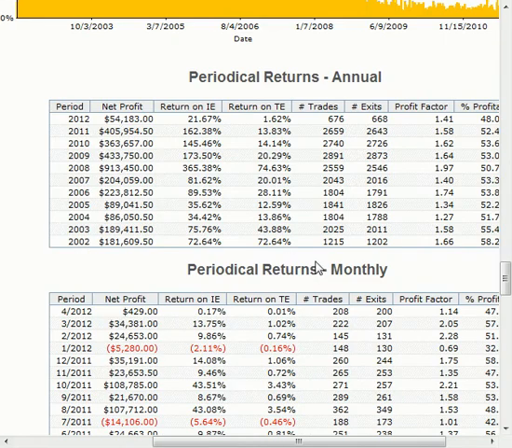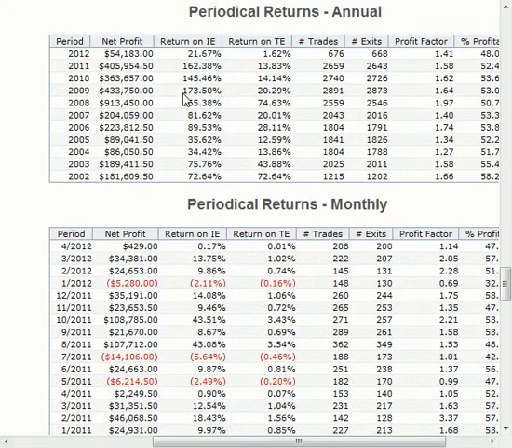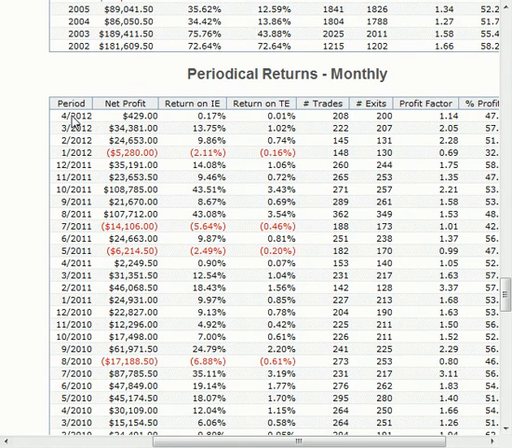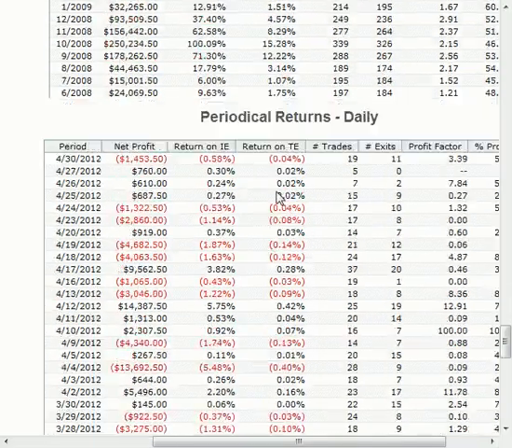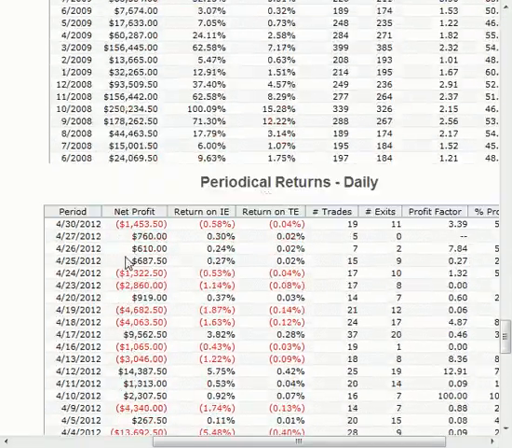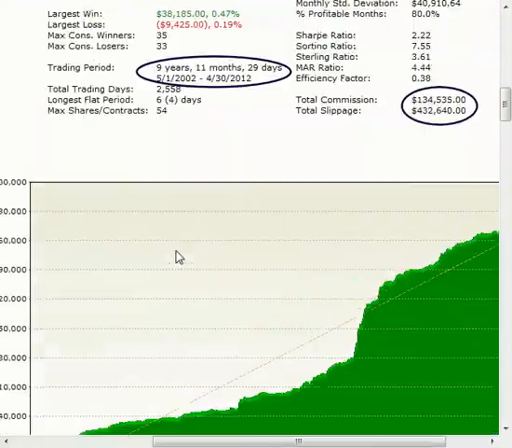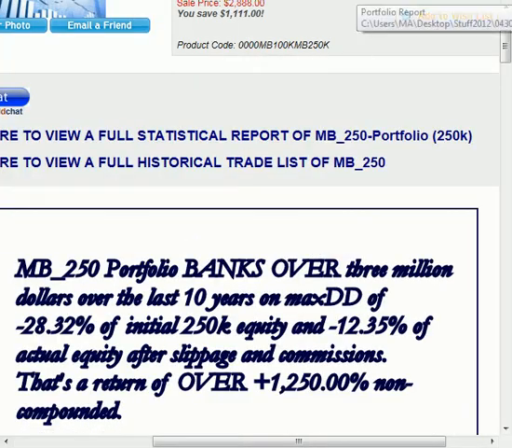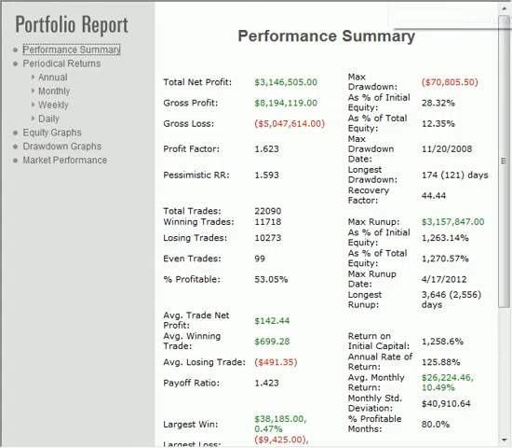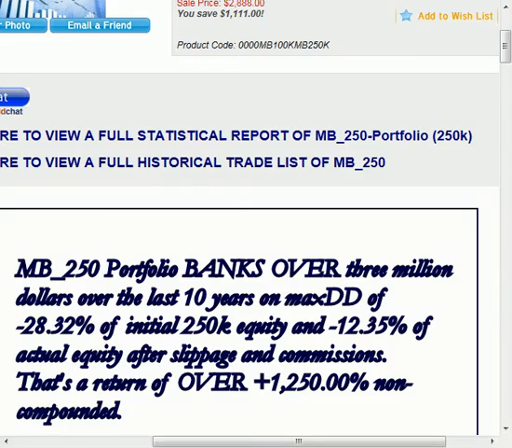And what I was going to show you, here's kind of the returns annually, monthly. April, kind of a slow month, only made $400 in April. And here's kind of a daily look. So if you want to take a look at the daily, but what's interesting is we can actually go ahead and look. We'll bring that over.